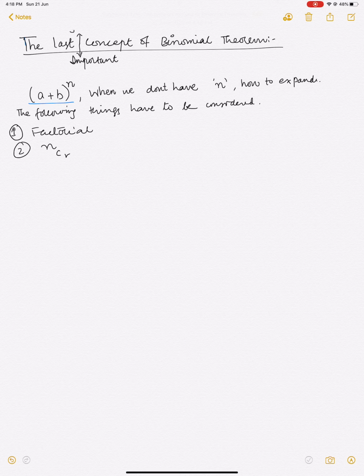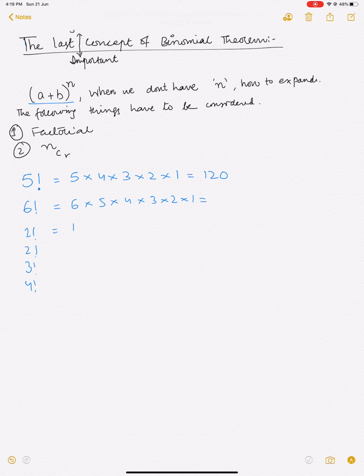What factorial actually is, you will see a sign like this on your calculators: 5 factorial. It means it will be expanded as 5 into 4 into 3 into 2 into 1, and then you will write the answer as 120. 6 factorial is 6 into 5 into 4 into 3 into 2 into 1. Then 1 factorial, 2 factorial, 3 factorial, 4 factorial expand in a way that 1 multiplied by 1, 2 multiplied by 1, 3 multiplied by 2 multiplied by 1, 4 multiplied by 3 multiplied by 2 multiplied by 1.